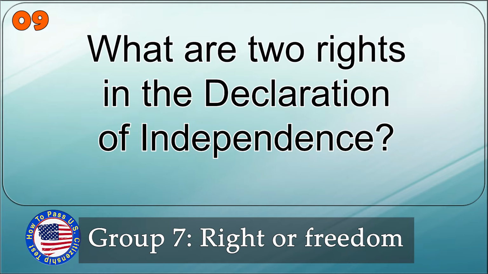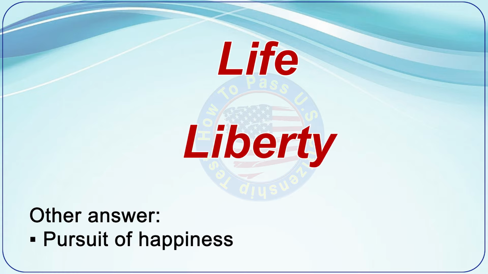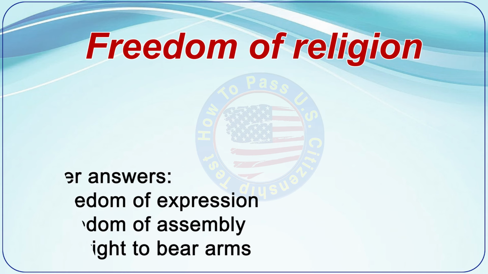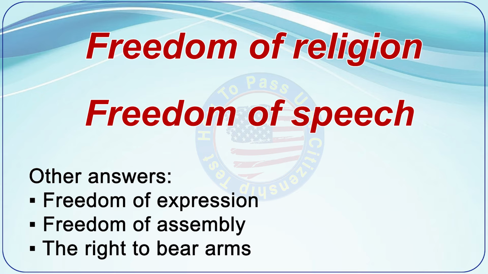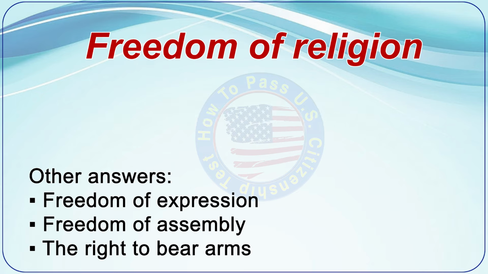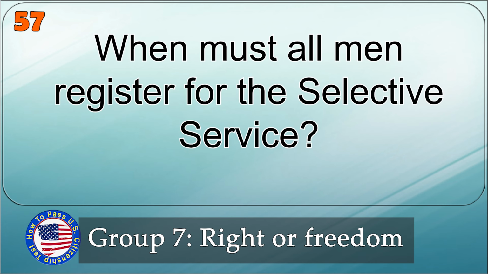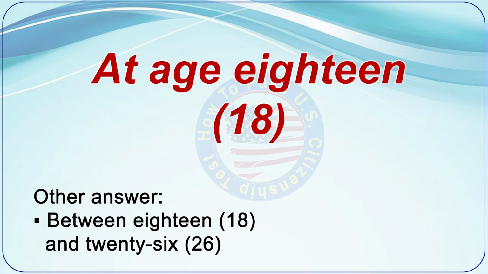What are two rights in the Declaration of Independence? Life, liberty. What are two rights of everyone living in the United States? Freedom of religion, freedom of speech. When must all men register for the Selective Service? At age 18.